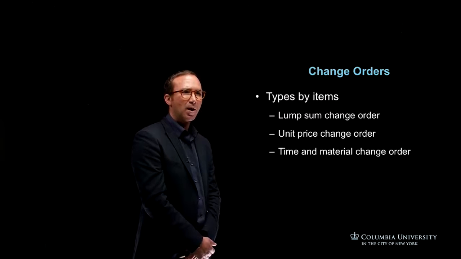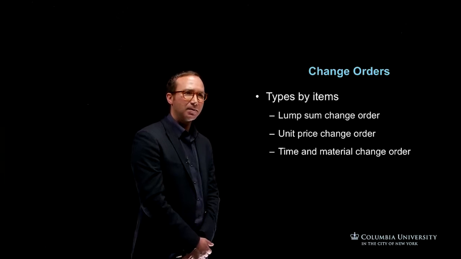Okay, types by items. So you can sometimes have a lump sum change order. So that's just one line with a lump sum cost, but you would need a bit more detail to know exactly what that would cover. You might have a unit price change order. So that will be an individual split out, broken down change order with all the unit prices listed out with full detail.